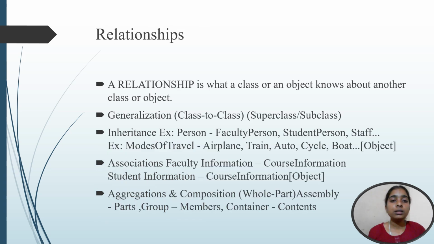Let us discuss what are relationships in software architecture. A relationship is where a class or an object knows about another class or an object. In generalization, it is class to class, superclass and subclass. In inheritance, for example, a person may be a faculty person, student person, or staff person. In the example of mode of travel, it may be an aeroplane, train, auto, cycle, or a boat. In associations, for example, faculty information to course information, and student information to course information. In aggregation and composition, there is a whole-part assembly: in the group, members; in the container, contents.